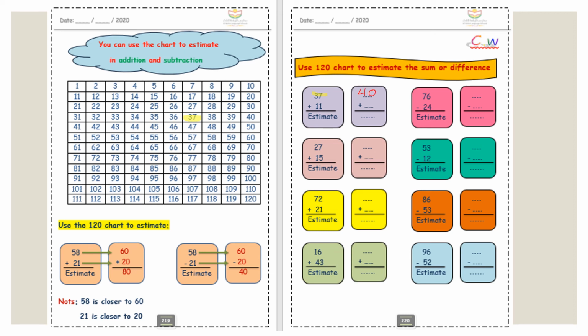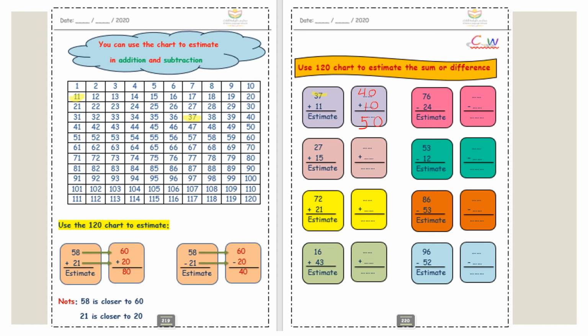Now, where is the 11? The 10 before it is 10, and the 10 after is 20. So is it closer to 10 or 20? It's closer to 10. Now let's find the sum. Sum means I'm going to add. So it's 0 plus 0 is 0, and 4 plus 1 is 5. Okay, now let's do the next one.